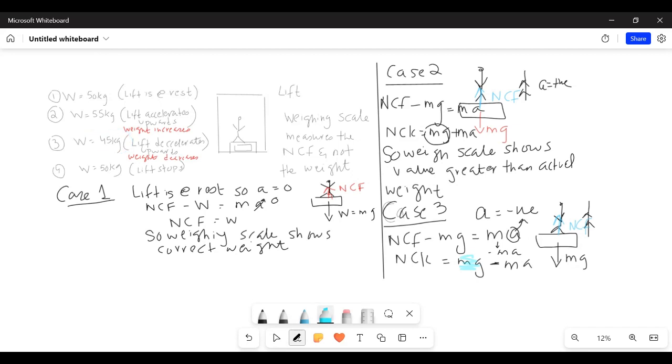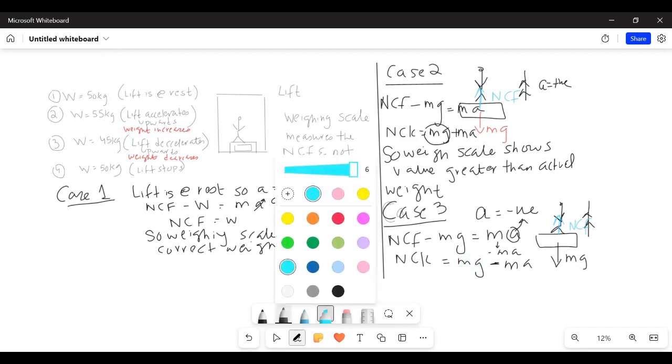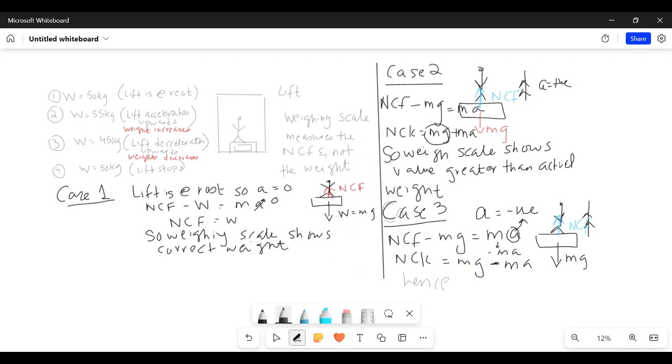Hence, the weighing scale shows a value less than the actual weight.